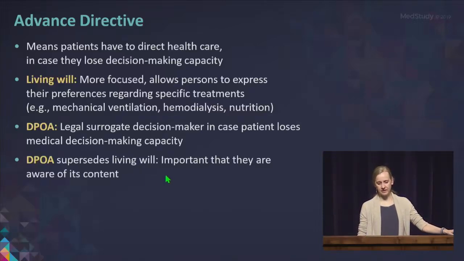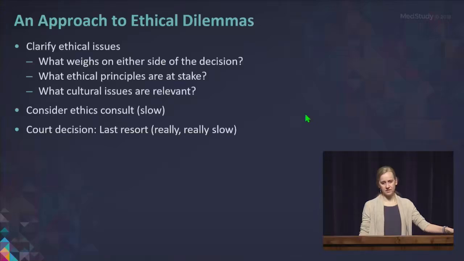So it's really important that the durable power of attorney knows what's in a living will so that they don't accidentally counteract it, and that the family really understands the role of the durable power of attorney in this situation. So in an ethical dilemma, there's a very specific approach.